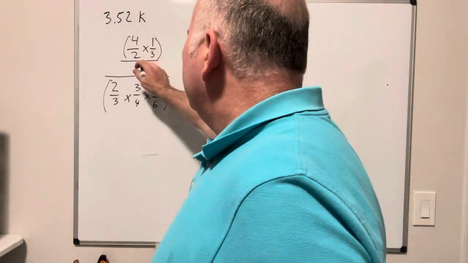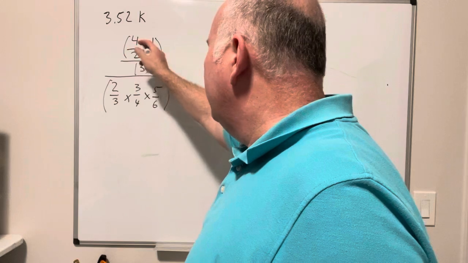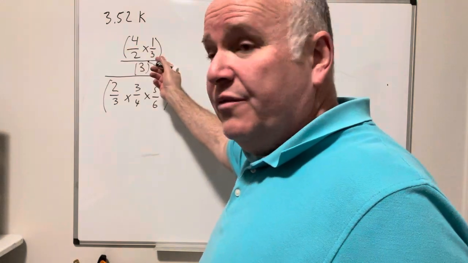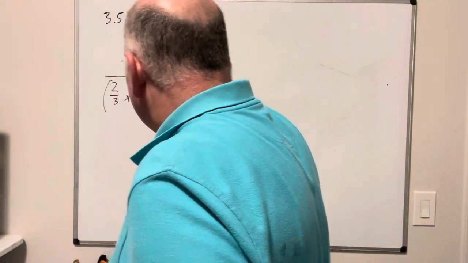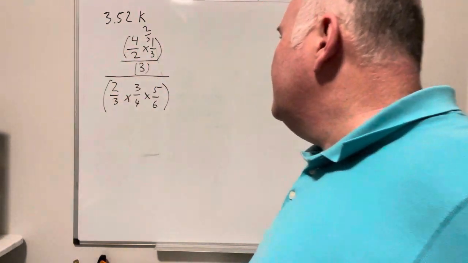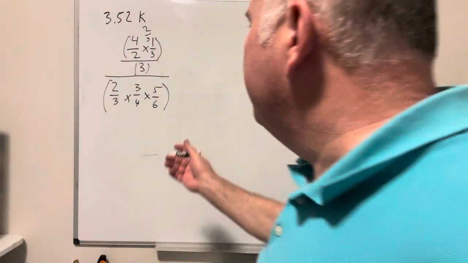So we work this one here, and it's not too bad. 4 over 2 is just 2, right? 2 over 1 times 1 over 3 is 2 over 3. So this whole thing is 2/3, okay? 4 divided by 2 is 2, times a third is 2/3, right? Okay, here we go.